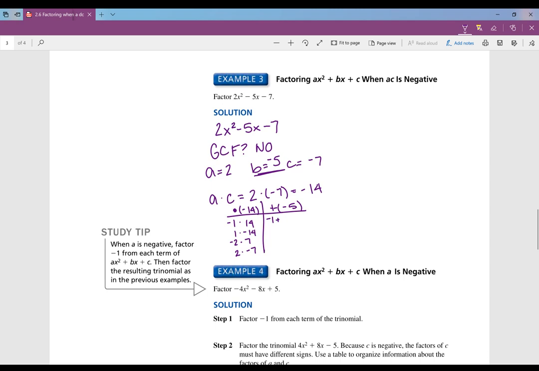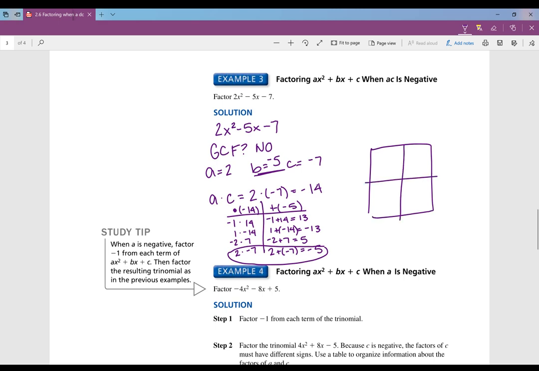Well, if we do -1 plus 14, that's going to give us 13. 1 plus -14 will give us -13. -2 plus 7, that's going to be a +5, but we want -5. So let's check 2 plus -7. That's going to give us -5. So we know that 2 and -7 are the numbers that we're looking for.